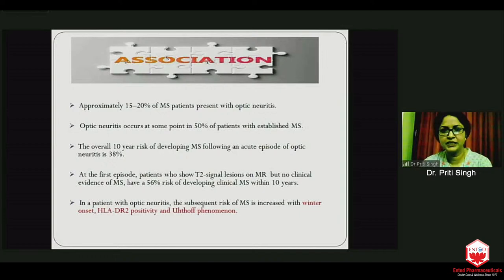Although many patients with optic neuritis have no clinically demonstrable association with multiple sclerosis, approximately 15 to 20% of MS patients present with optic neuritis, and optic neuritis occurs at some point in 50% of patients with established multiple sclerosis. One important thing is, in a patient with a first attack of optic neuritis, if there was winter onset, or if there was HLA-DR2 positivity, or Uhthoff phenomenon was present, the subsequent risk of MS is increased.